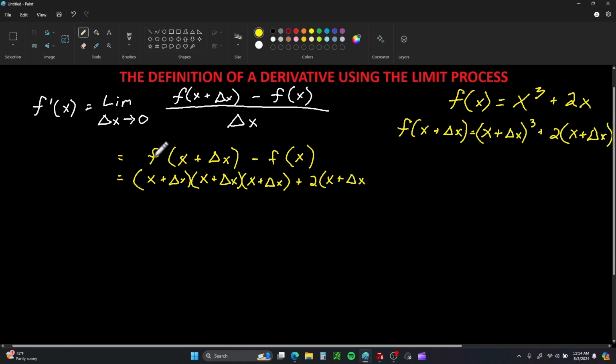And that whole thing is just the f of x plus delta x, which is this in expanded form. So I took this whole thing and wrote it expanded. And now I have to subtract the original function, which is x cubed plus 2x. When I do FOIL, I'm going to get 2x delta x plus delta x squared. I bring down everything else I didn't use.